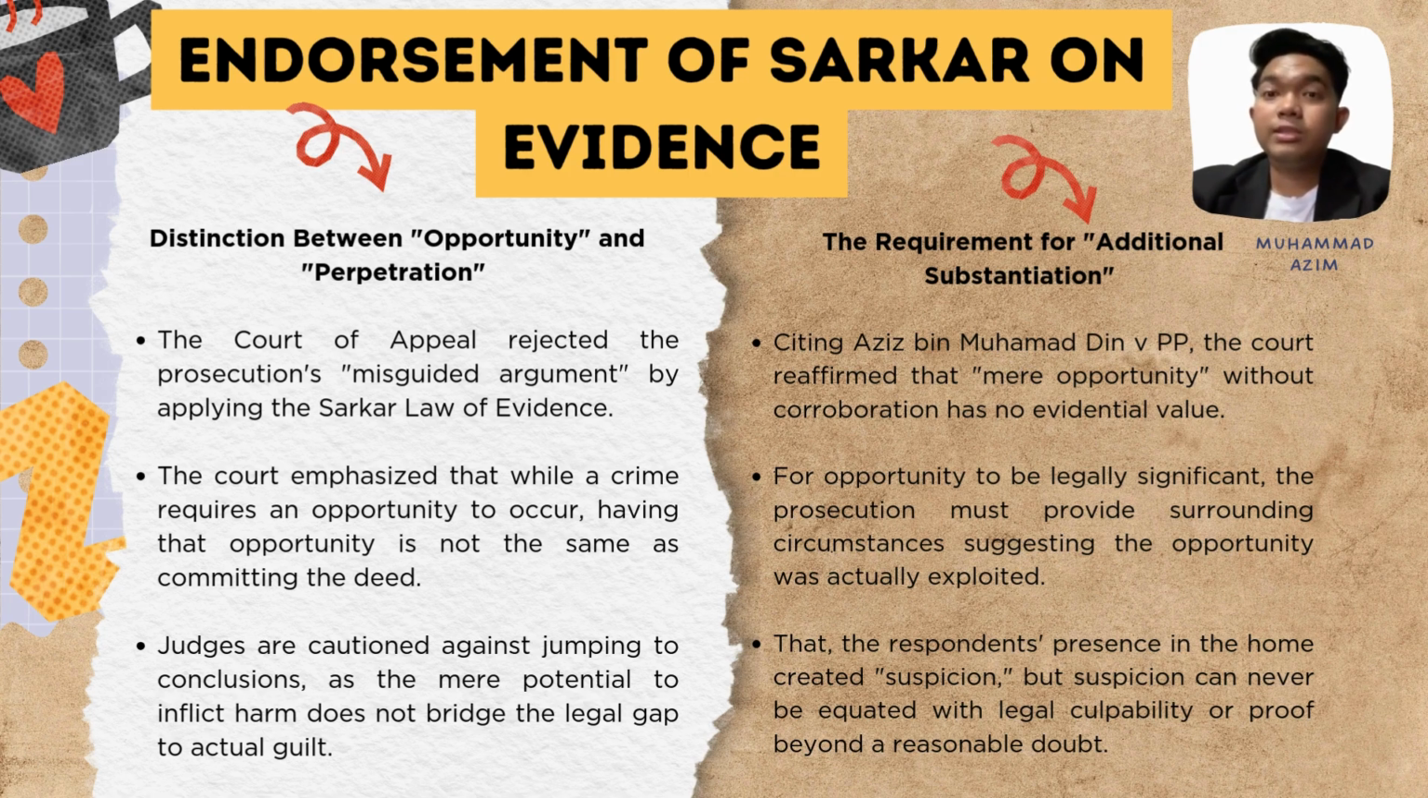Now that we covered the specific failure of the investigation, let's look at the legal principle that the Court of Appeal used to justify the acquittal. The court relied heavily on the established legal authority to distinguish between could have and did. The Court of Appeal rejected the prosecution argument as misguided by applying the wrong law of evidence. The core lesson here is the distinction between having the opportunity to commit a crime and the actual perpetration of that crime.